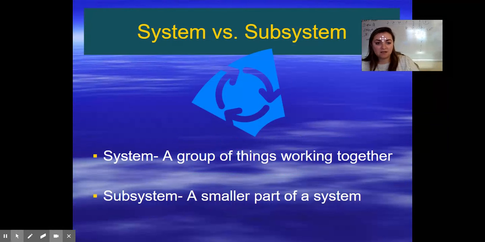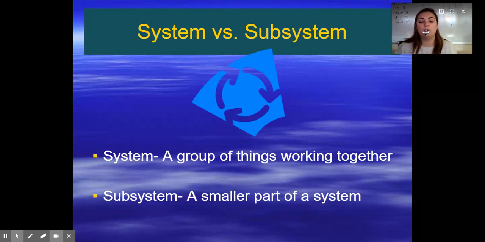To get started, we have to figure out what a system is and what a subsystem is. A system is a group of things working together, and a subsystem is a smaller part of a system. A subsystem is all the little parts that make up the entire system. You can pause the video, go over and type that in.